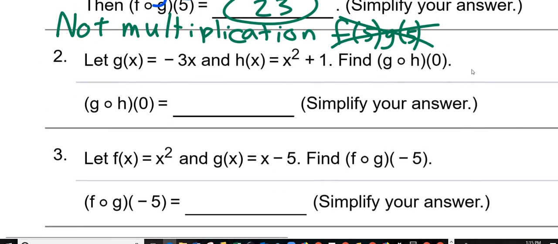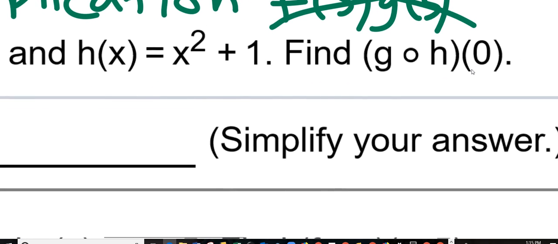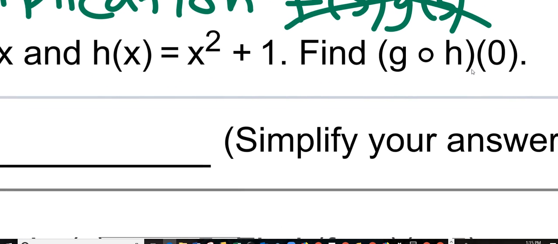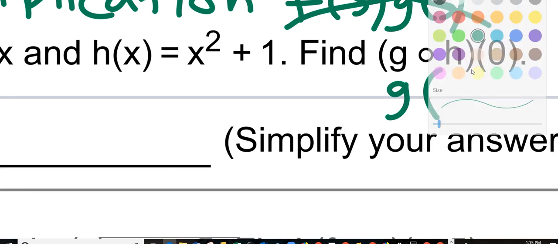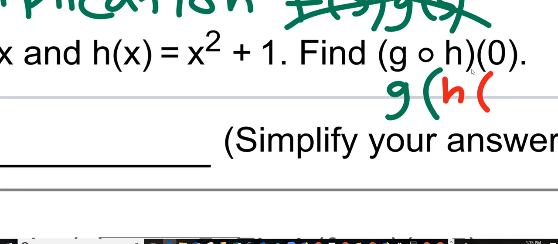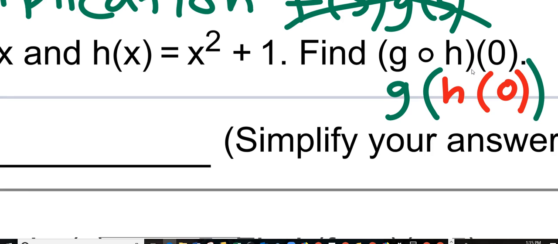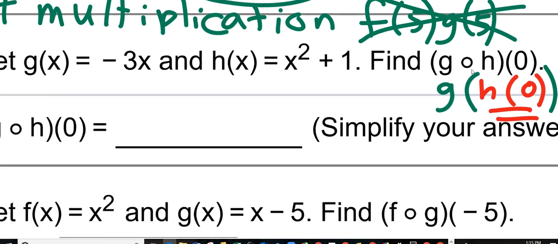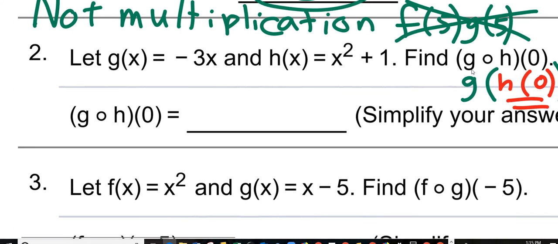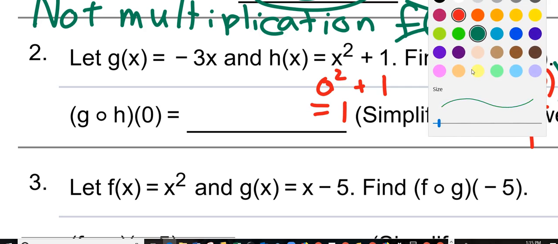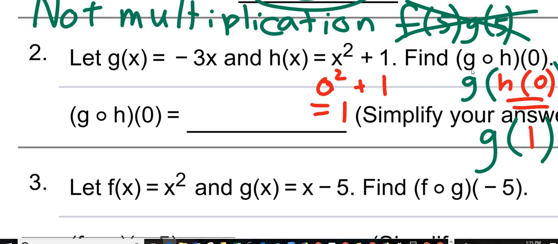Okay, so continuing the same type of strategy, just rewriting this, G of H of 0. So find the part H of 0 first. 0 squared plus 1. Of course, that's 1. So my question is now G of 1.